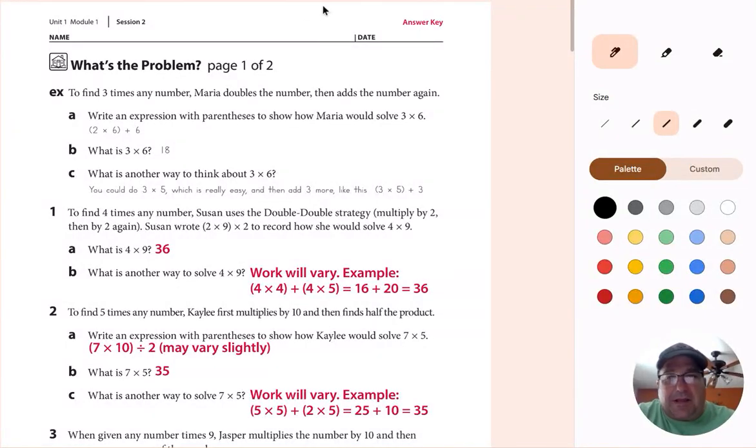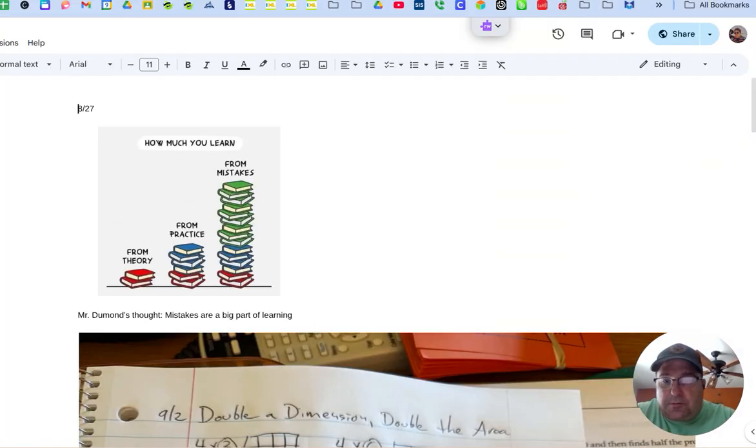All right, guys, let's take a look at the 1.2 homework. Now, before we get started on it, I do want to take a look at our journal because that's going to talk a lot about the different strategies we've been talking about.